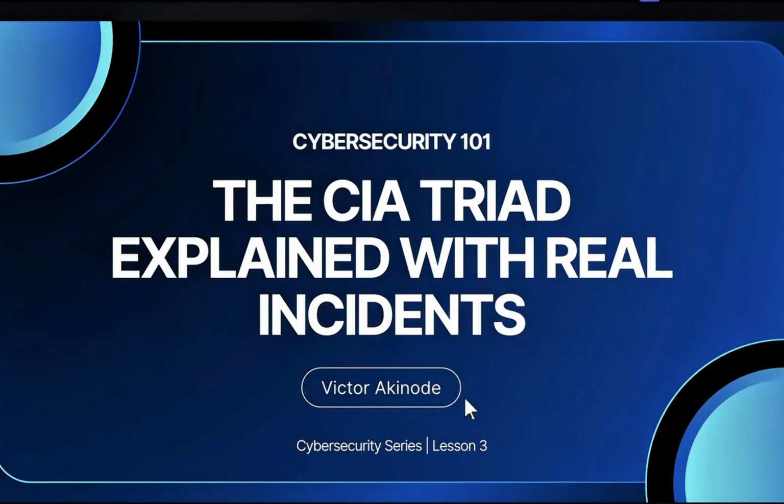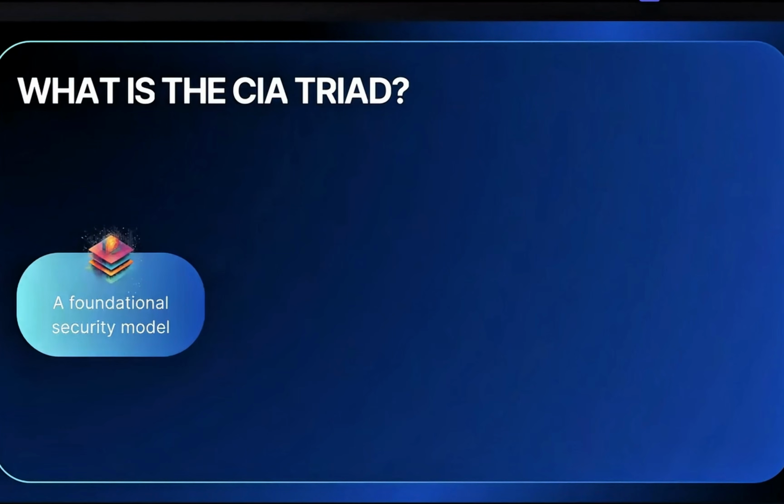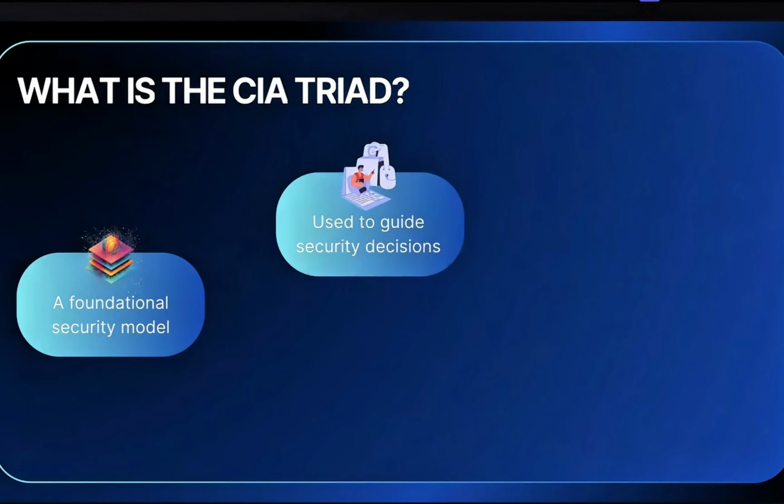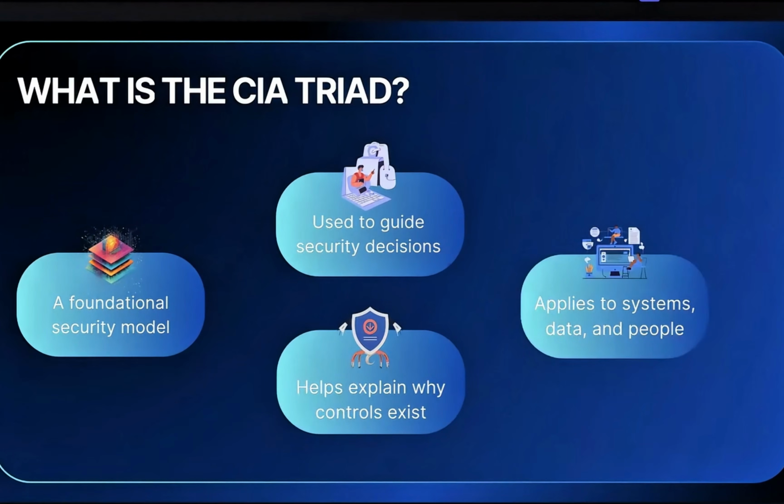Let's get into it. So what is the CIA Triad? The CIA Triad is a simple model used to define the core goals of security. It is a foundational security model in cybersecurity. It also guides how security decisions are made. It explains why specific security controls exist, and it applies to systems, data, and people.